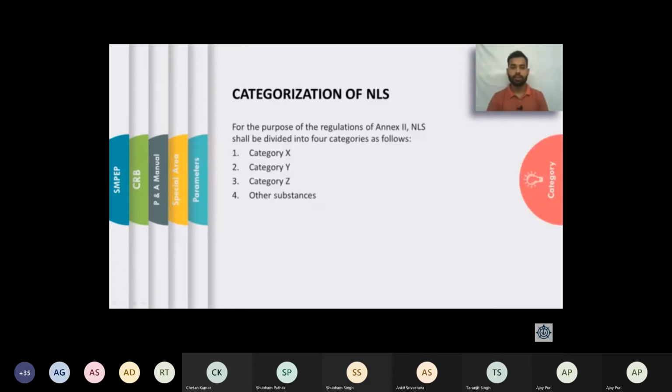As per Annex 2, these noxious liquid substances which are carried by sea are categorized into four main categories on the basis of the harm that they can cause to the marine environment. So these four categories are category X, category Y, category Z, and other substances. Now we'll be looking into each category one by one. So let's go to category X.